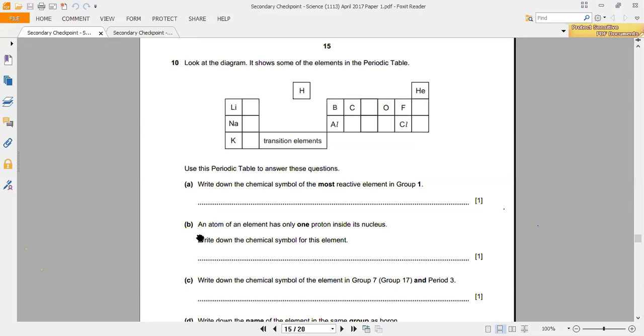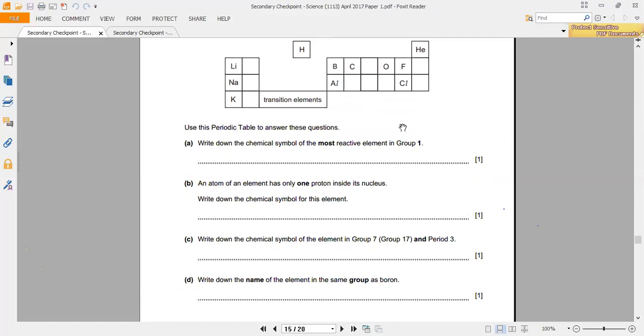Number B, an atom of an element has only 1 proton inside its nucleus. Write down the chemical symbol for this element. Of course, it's hydrogen, okay? Because actually it's named hydrogen proton. C, write down the chemical symbol of the element in group 17 and period 3. So 1, 2, 3, this is period number 3, and group number 17, this is chloride, or actually this is chlorine as an element. In element form, it's chlorine.